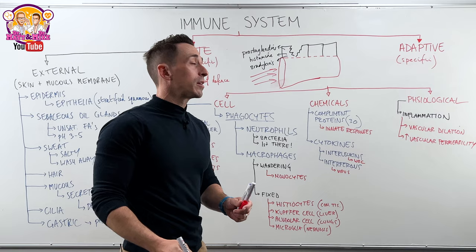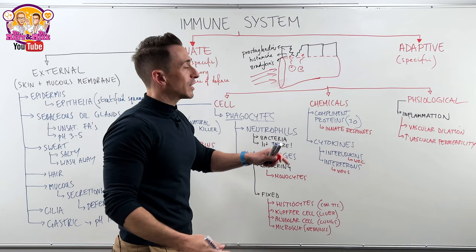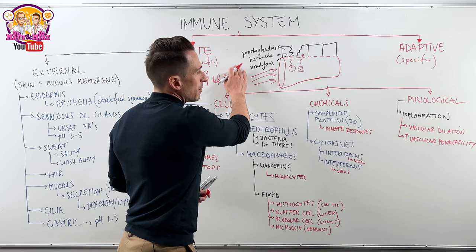Increases vascular permeability. Why is that important? So that the white blood cells, like the monocytes and the macrophages and the neutrophils, for example, can leak out. So they can get out of the blood vessel to the tissue to attack and destroy. So these chemicals vasodilate and increase vascular permeability.